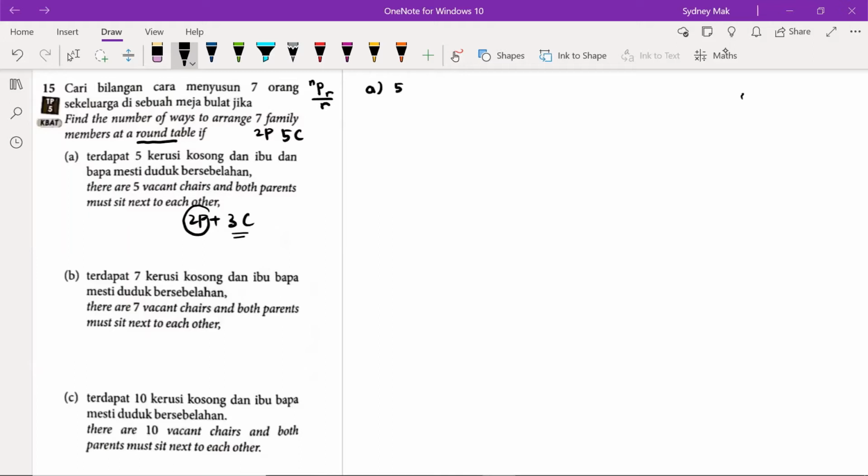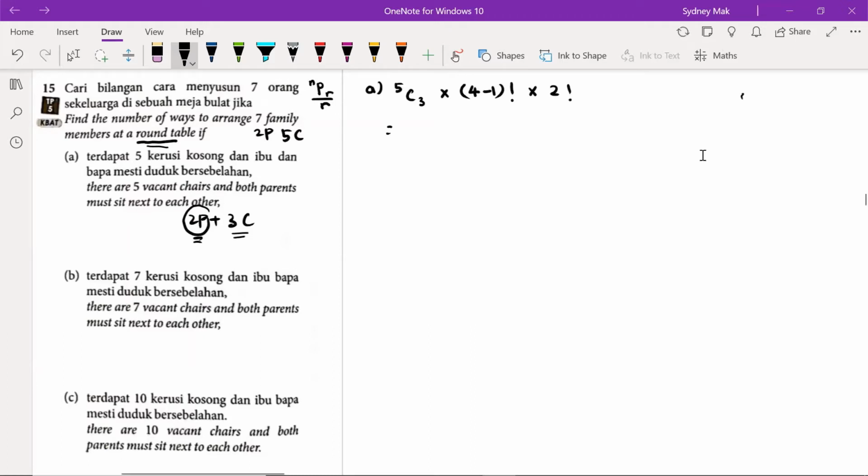So 5 children, we choose 3 so that we can put these 3 children to permute together with the 2 parents. Since 2 parents must come together, they are considered one item. So one item plus the 3 children altogether, we have 4 items to permute. Therefore, in the circle, that will be 4 minus 1 factorial. And parents, they will permute among themselves.